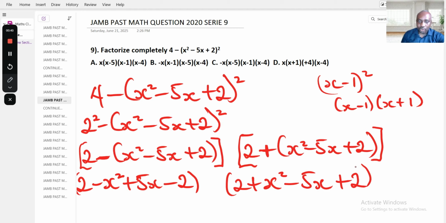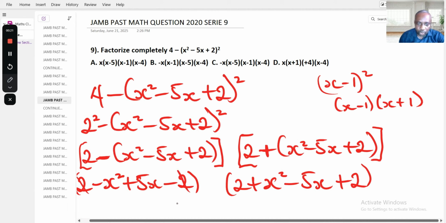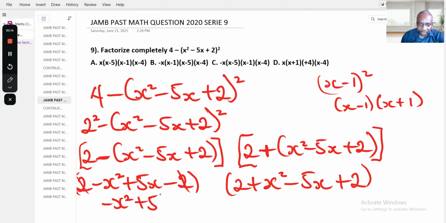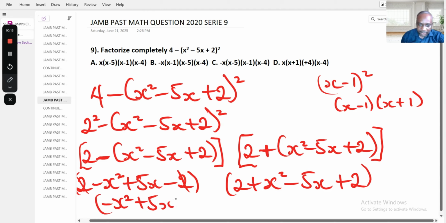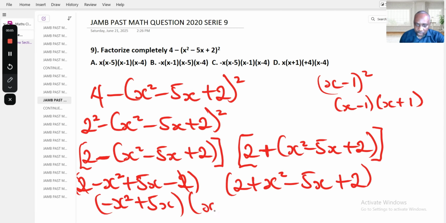Now let's begin to solve this question together. The first thing we are going to do: 2 minus 2 cut out each other. What do we have left here? Minus x squared plus 5x. The next one, 2 plus 2, add up to 4. What we have left here is x squared minus 5x. These two plus these two gives us plus 4.